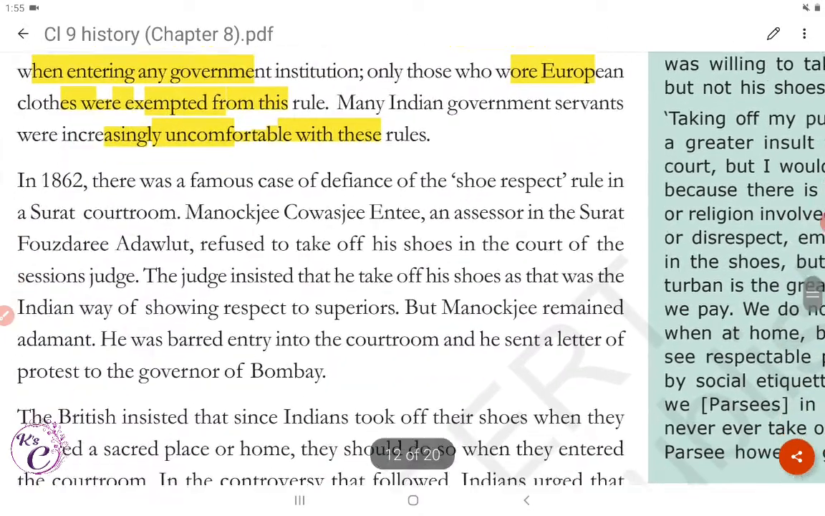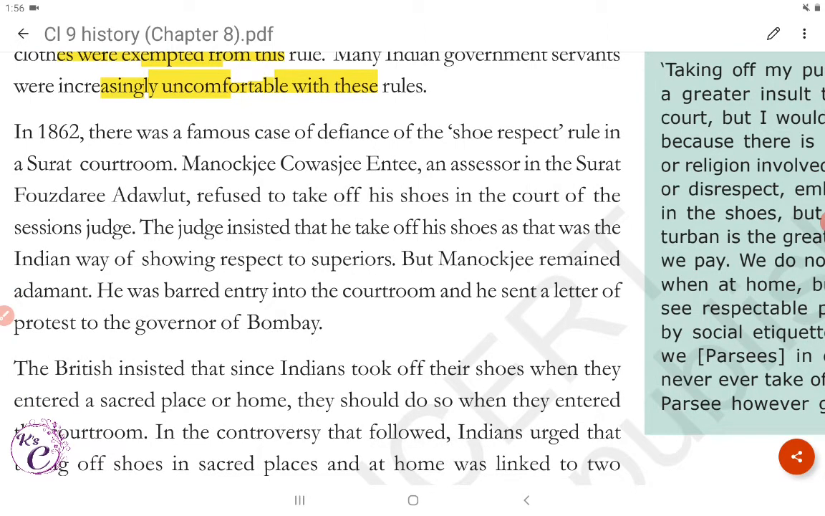In 1862, there was a famous case of defiance of the shoe respect rule in a Surat courtroom. Manokji Kowasji Entee, an assessor in the Surat Fauzdari Adalat, refused to take off his shoes in the court of the sessions judge. The judge insisted that he take off his shoes, as that was the Indian way of showing respect to superiors. But Manokji remained adamant.